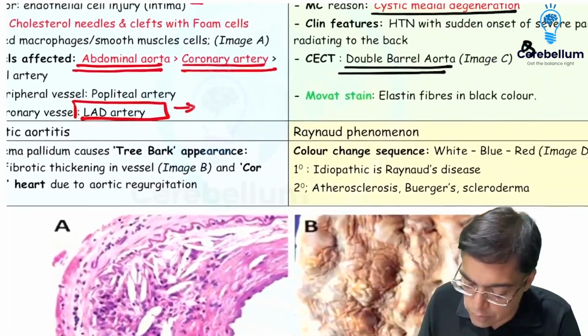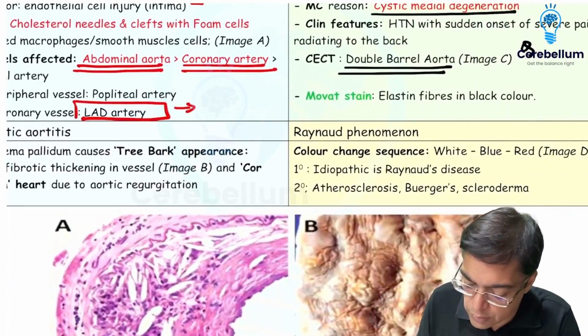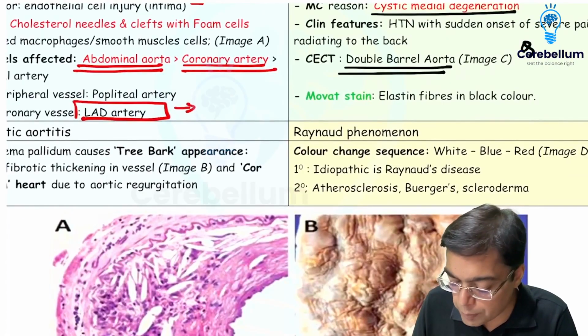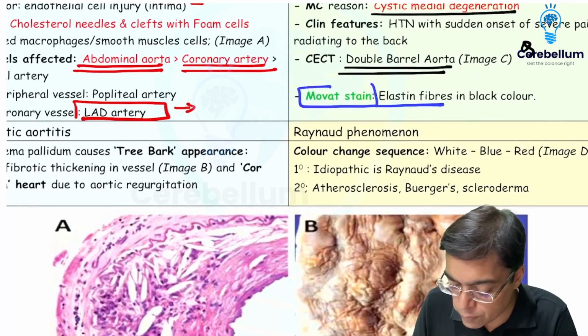Whenever we are talking about the detection of elastin fibers, for the purpose of demonstration of cystic medial degeneration, elastin fibers are going to be picked up with the help of a special stain that is given the name of Movat stain.